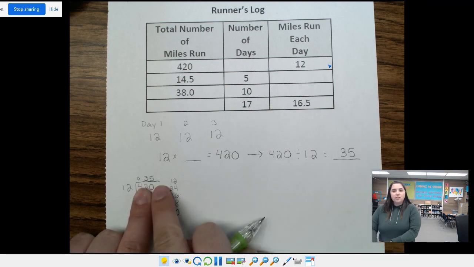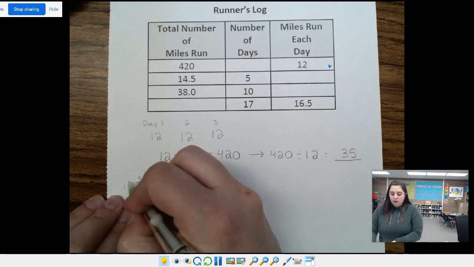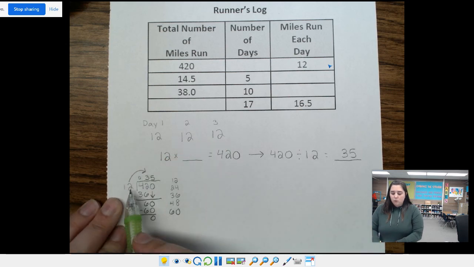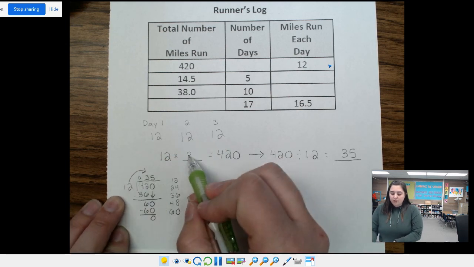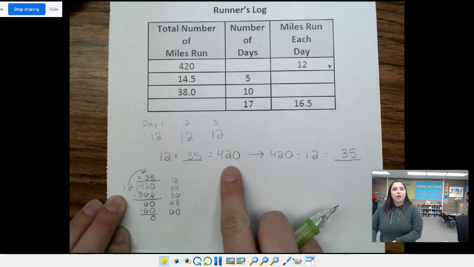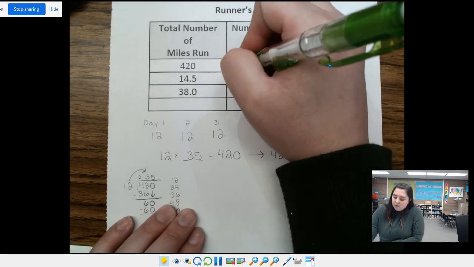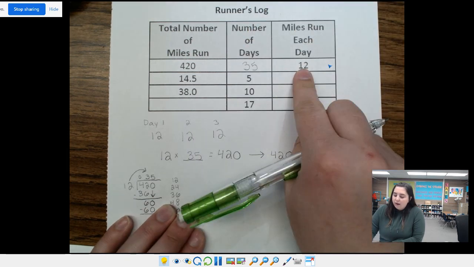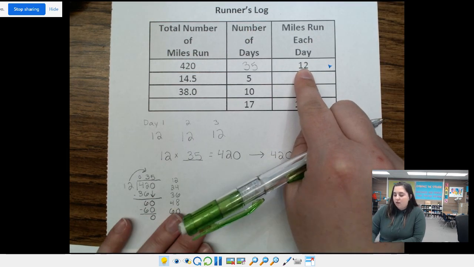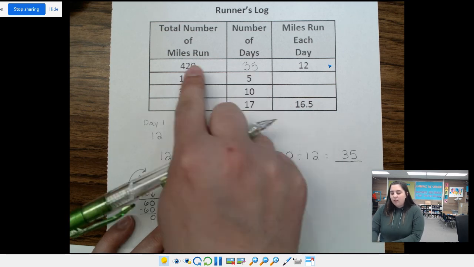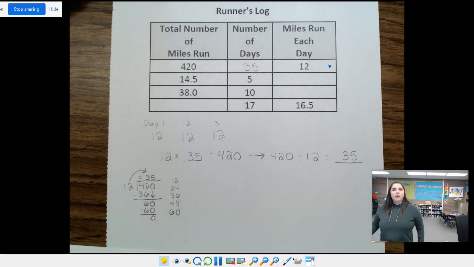How would we check and see if this is correct? 12 times 35 is 420. That's why these are showing the same thing. So they ran 12 miles a day for 35 days, and they ran 420 miles total.